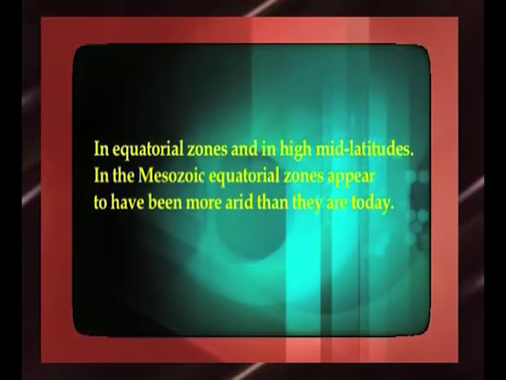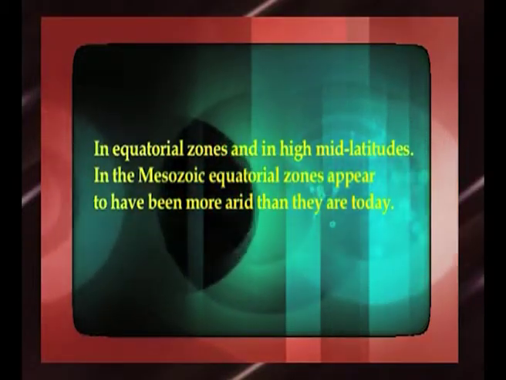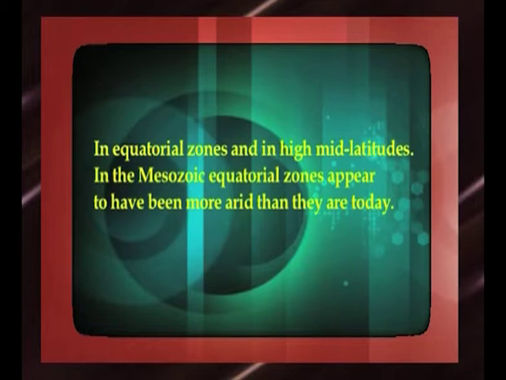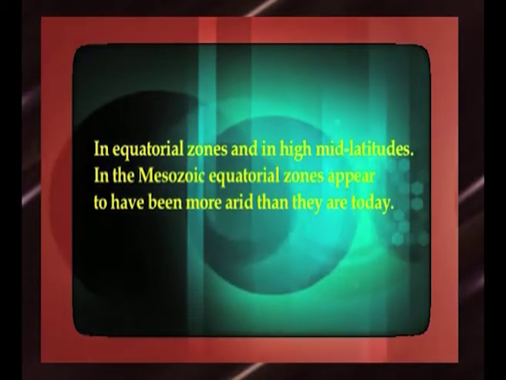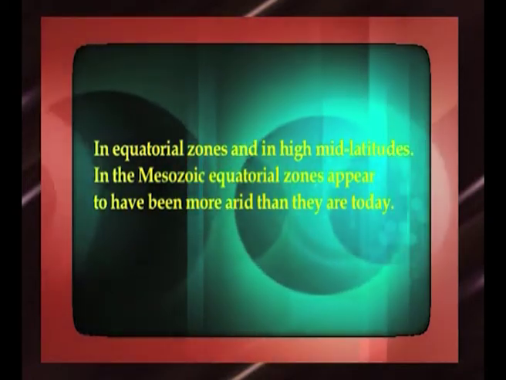Preservation of peat requires rapid burial and oxygen-poor, or anoxic, conditions. Frigid conditions favor preservation, as do environments in which rainfall is evenly spread throughout the year. Today, such conditions occur in equatorial zones and in high mid-latitudes. In the Mesozoic, equatorial zones appear to have been more arid than they are today.